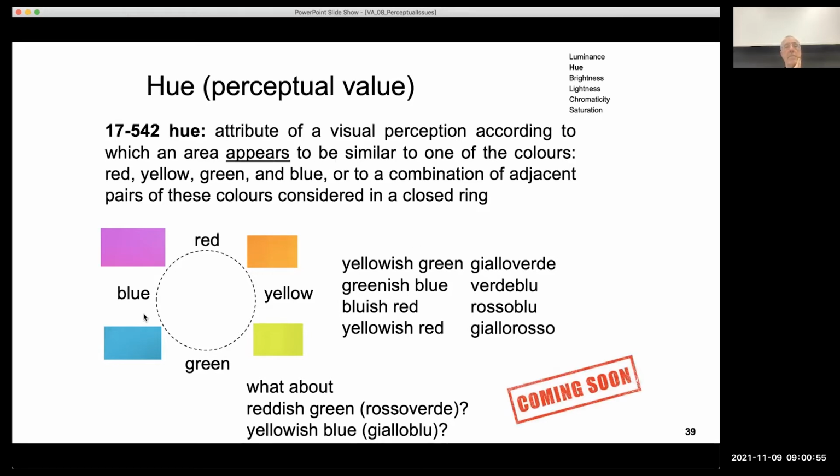So hue is a perception about this fixed circular scale of colors, of four colors: red, yellow, green, and blue, with something in between. You can move in a continuous way. You can go from yellow to red and vice versa, having this color having more red or more yellow.